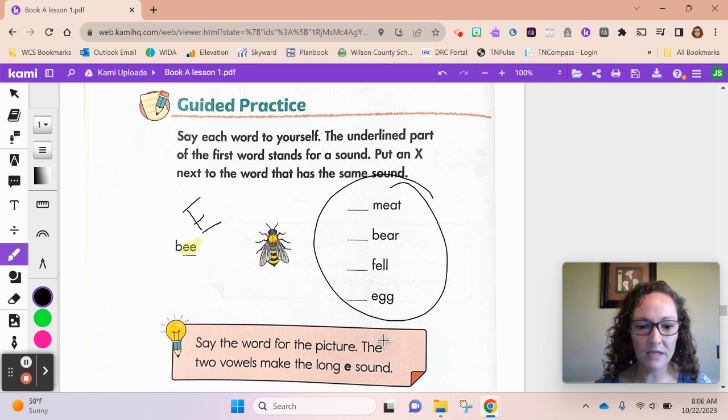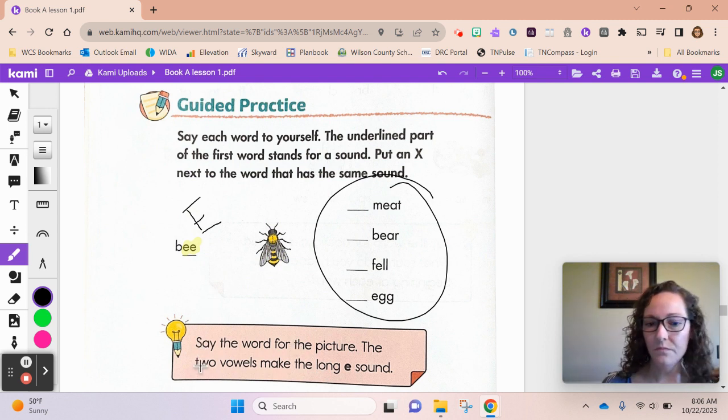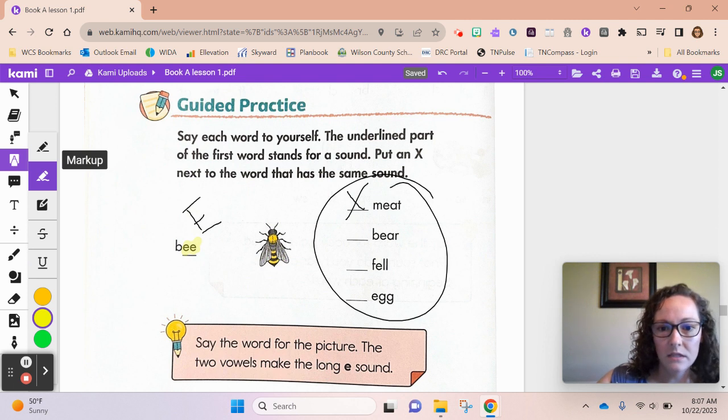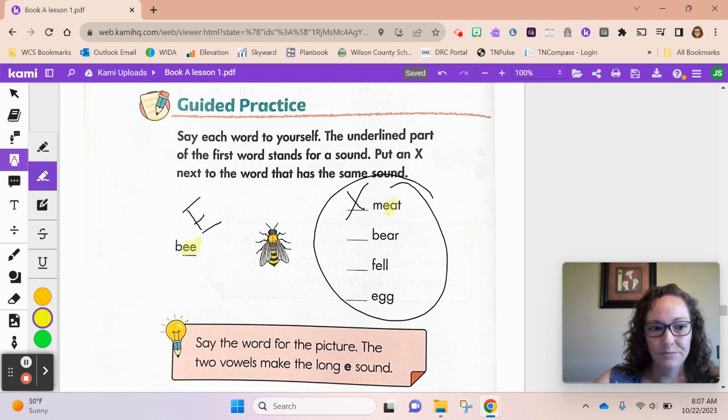And down here we do have a hint. It says say the word for the picture. The two vowels make the long E sound. Okay? So if you weren't really sure, because I wasn't doing this with you, you could look at this and it does tell you the same thing. What you should have chosen was meat because EA says the E sound.